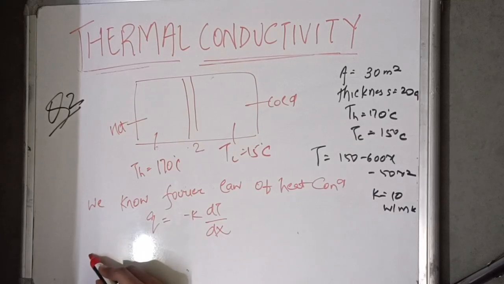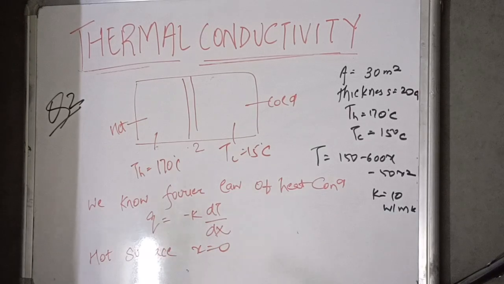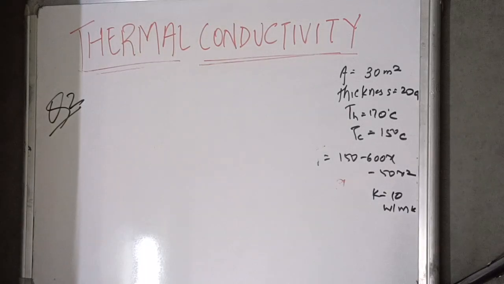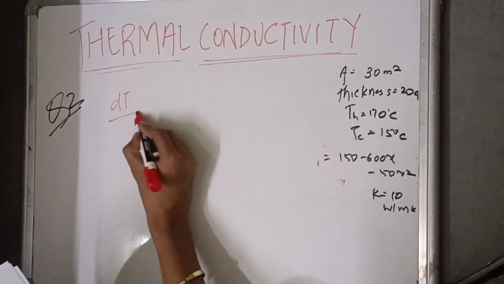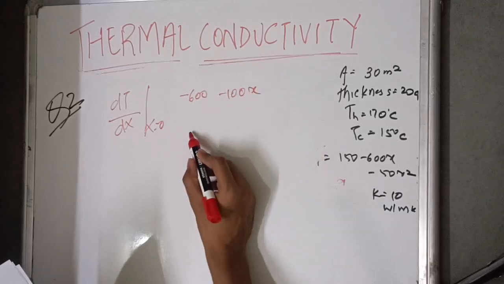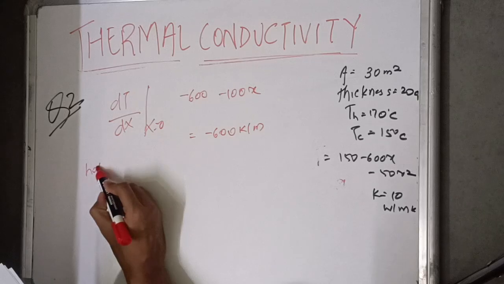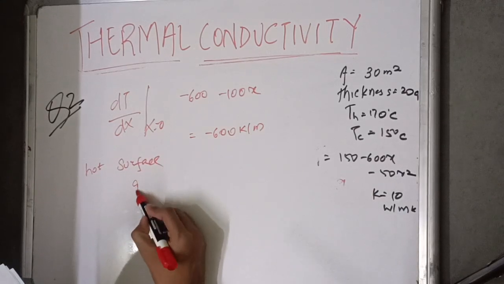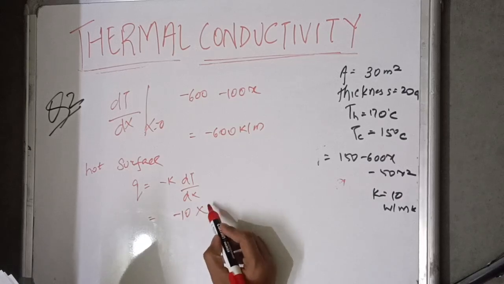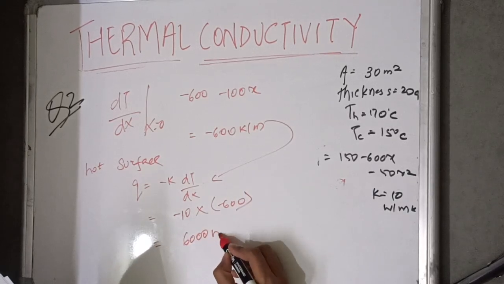At first we are calculating at the hot surface. Hot surface means at x equals 0. At x equals 0, we have to find dT by dx. We have minus 600 minus 100x, at x equals 0 we get the value as 600 Kelvin per meter. Flux at hot surface is minus k dT by dx. We know the value of k is 10. Putting the value in this, we got 6000 watt per meter square.